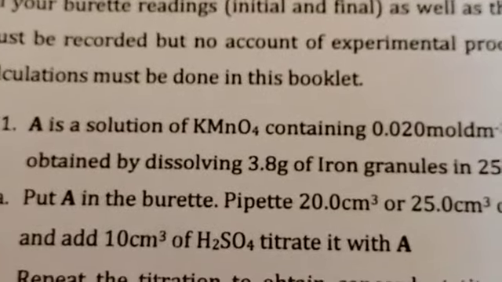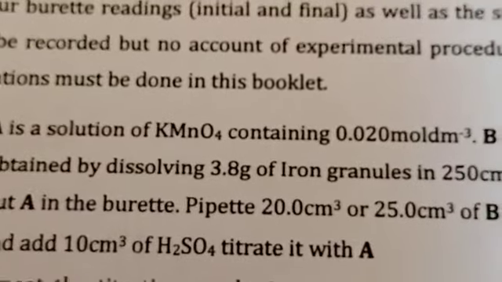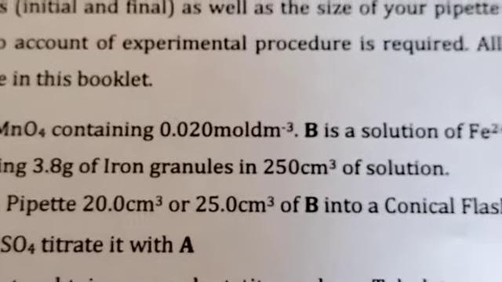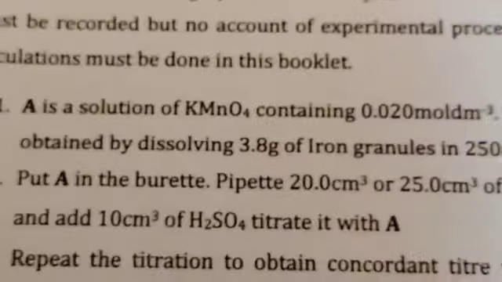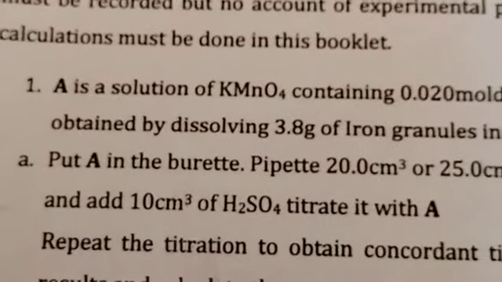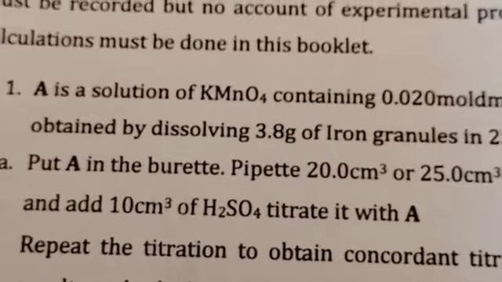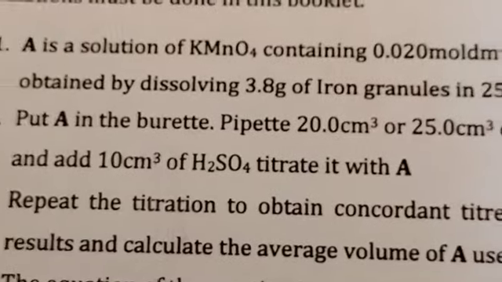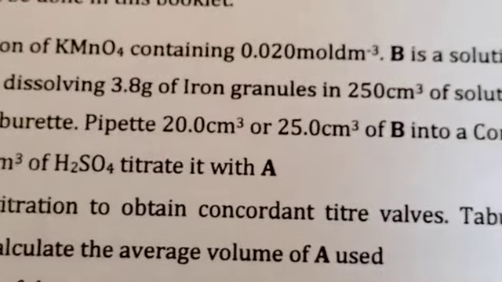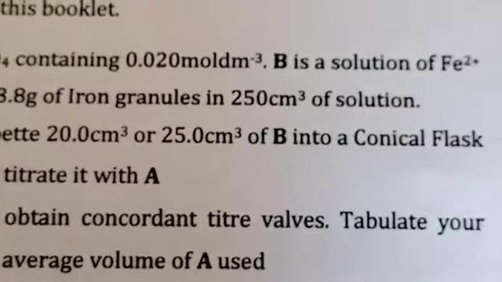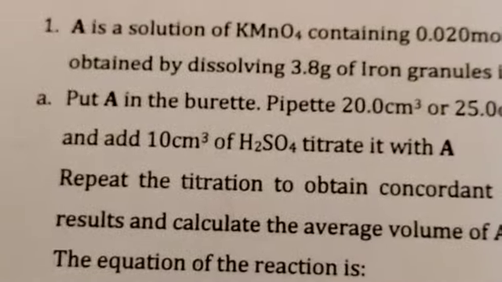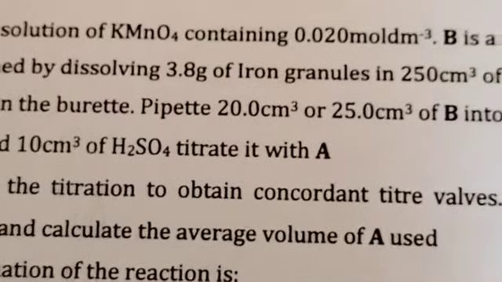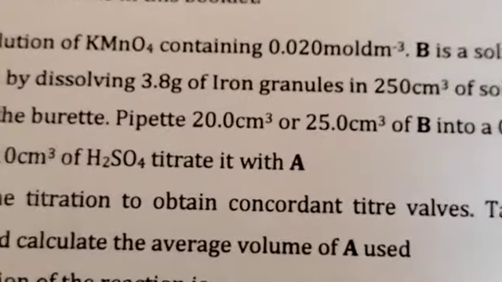Put A into the burette. Pipette 20 or 25 cm³ of B into a conical flask and add 10 cm³ of H2SO4. Titrate it with A. Repeat the titration to obtain concordant titre values. Tabulate your results and calculate the average volume of A used. So let's go to the result.